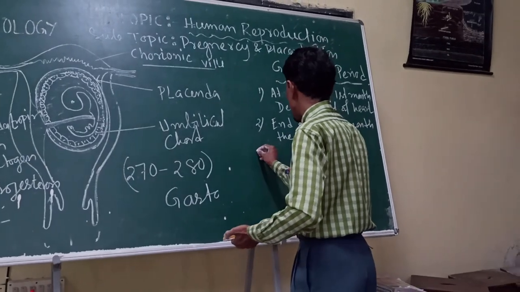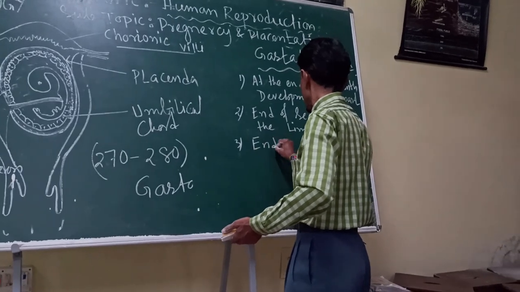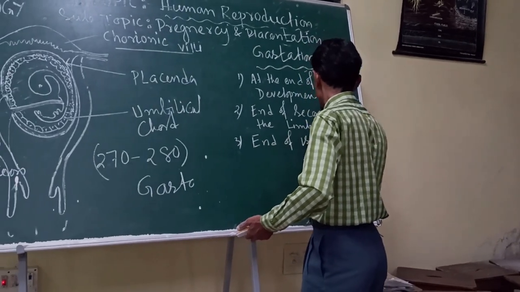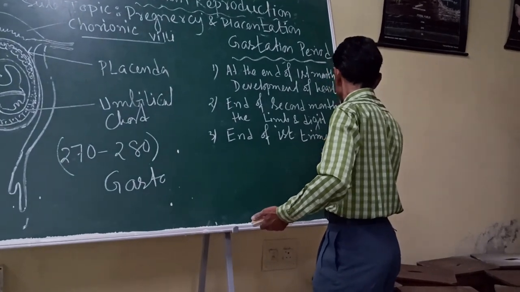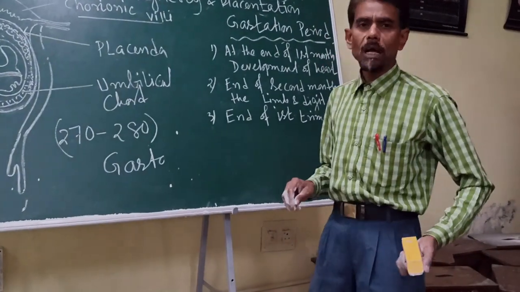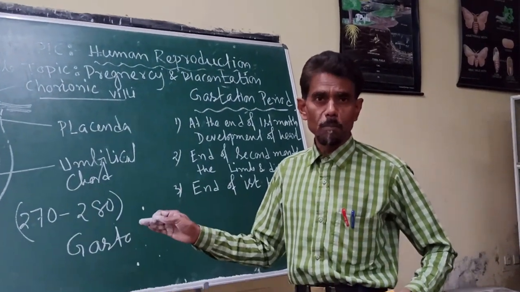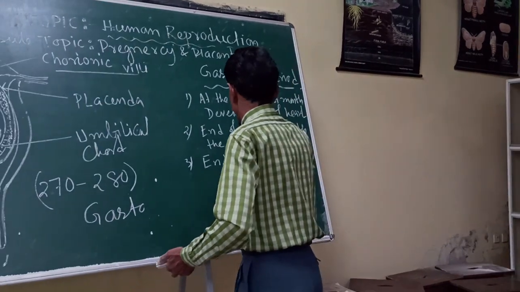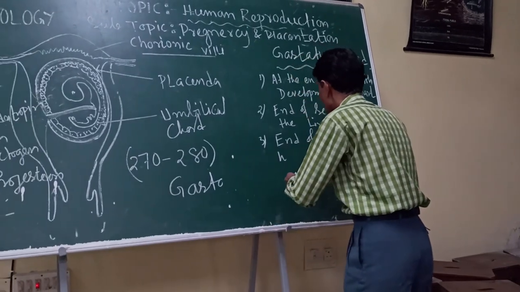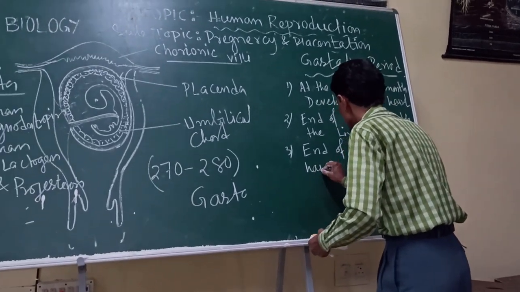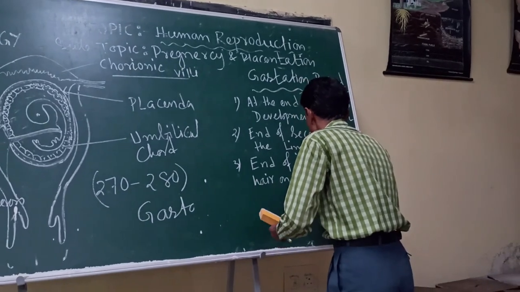At the end of the first trimester, what does it mean? First trimester means the end of the first 3 months. So at the end of the third month, the hair develops on the head.